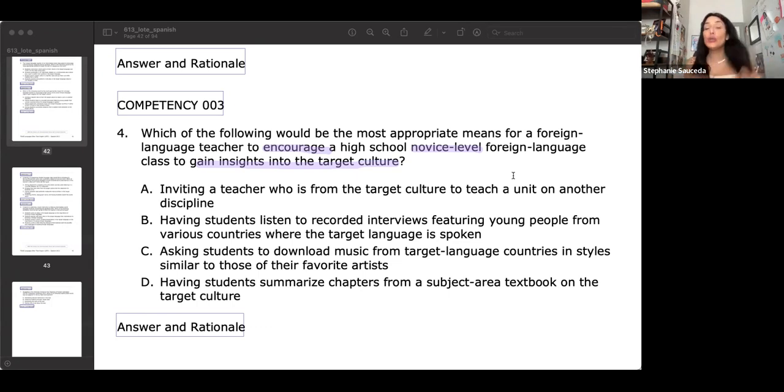So we're looking for ways to encourage high school students. It is important that we're talking about high school, and they are at a novice level, and we want encouragement. We want them to engage, and in particular, we want to gain insights into the target culture. So which one of these can you just get rid of, and you can bet yourself $5 that's not the answer?